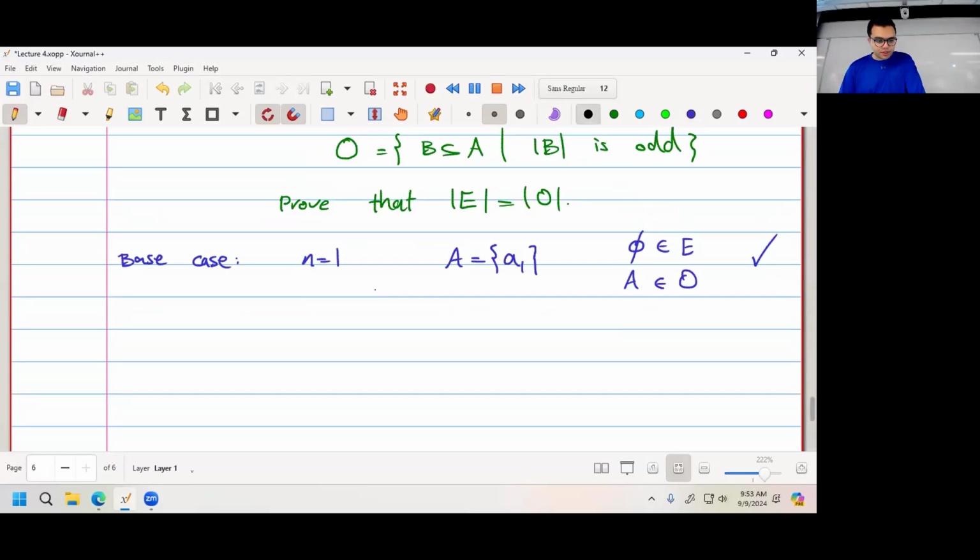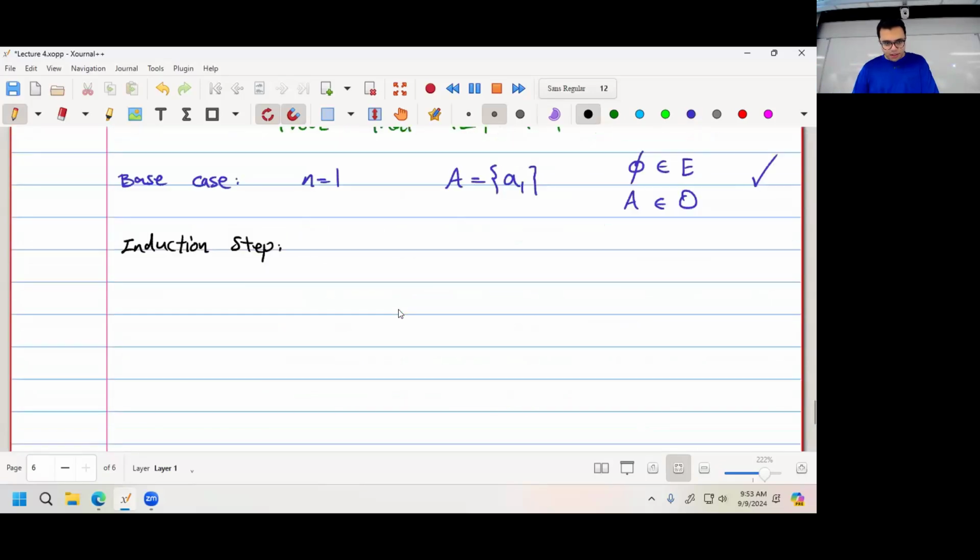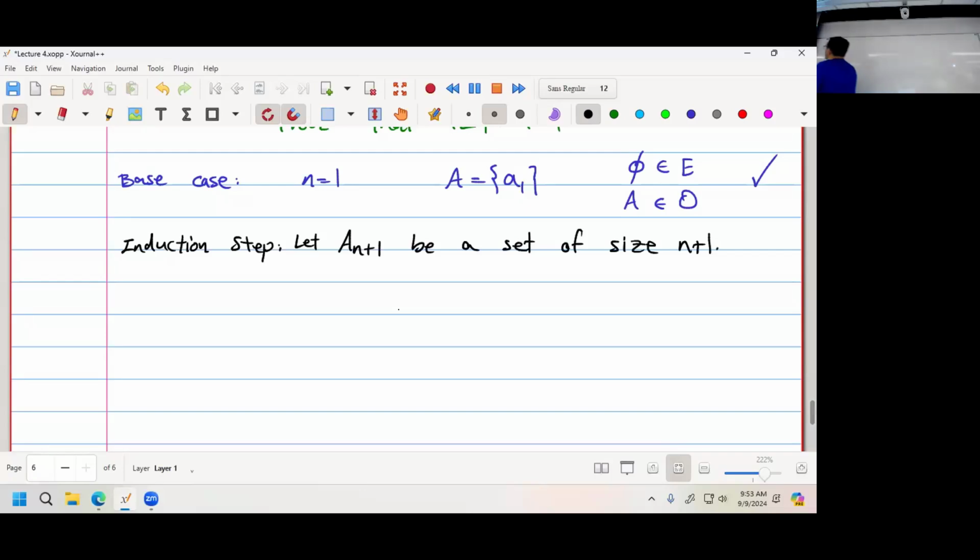Now, let's do the induction step. I'm just going to put the size of the set as a subscript. So I'm going to write A_{n+1}. Let A_{n+1} be a set of size n plus 1. Because this is a set of size n plus 1, I can kick out one element, so I can find one subset that has only n elements. So let A_n be a subset of my set with n elements.